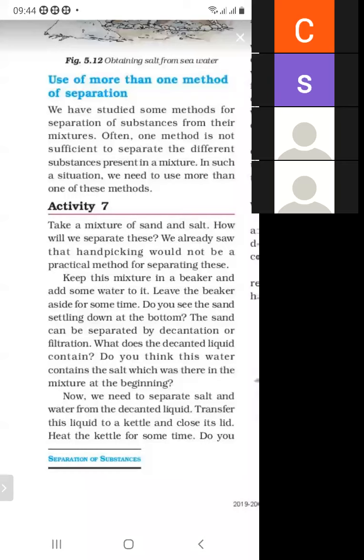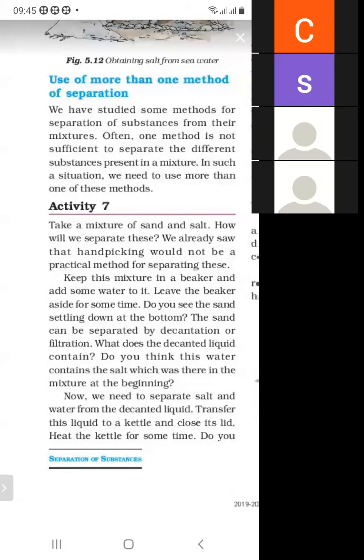So how can we separate this mixture of sand and salt? We can separate it by the process of sedimentation and decantation. Firstly, we will put this mixture into a beaker, and then we will add some water into it. Do you see the sand settling down at the bottom? The sand can be separated by decantation or filtration.